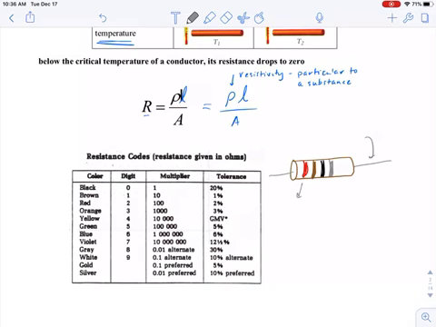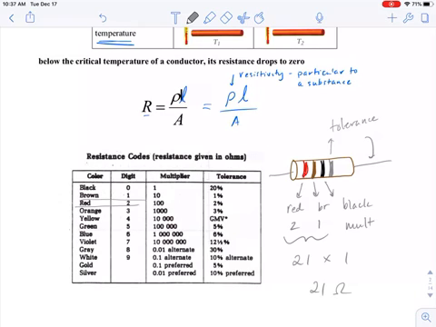The first color that I see here is red, and when I look on this chart, red is a 2. The next color that I see is brown, and brown is a 1. So I know that the resistance is 21 times something. The third stripe is the multiplier. The multiplier here is just 1. So 21 times 1 tells me that this is a 21 ohm resistor. And then the last stripe is the tolerance.